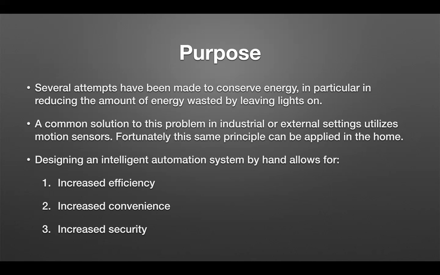By designing an intelligent automation system by hand, you have several advantages as opposed to other methods. I'll start with the increased efficiency. By placing the motion sensors precisely where you want them for the best accuracy you can get, this obviously increases efficiency. It decreases the amount of error, as well as increasing efficiency of just having it automated, since it stays on when you need it or it turns off when you don't need it. There's also increased convenience. This is just a factor of not having to turn the light switch on and off when you go in and out of the room. And there's also increased security.